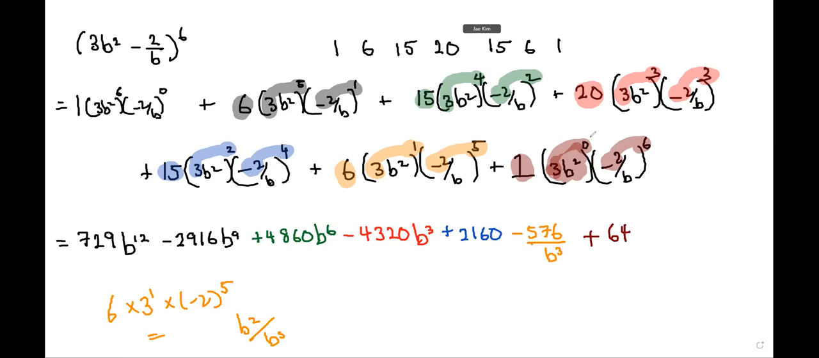And then anything to the power of 0 again is 1, so this divided by b to the power of 6. There it is. It took a while, but guaranteed that's going to be a lot faster than if you were to actually expand this out yourself. This is what I'd say is the power of binomial expansion.